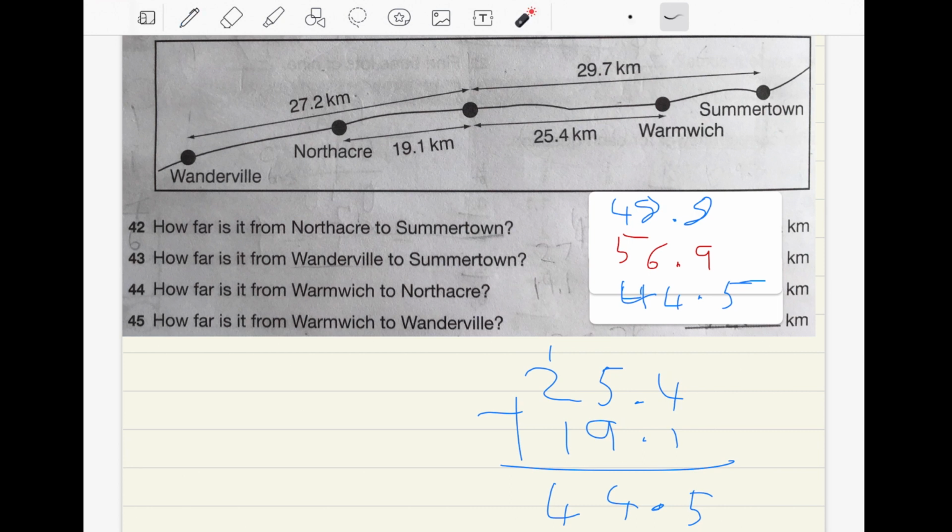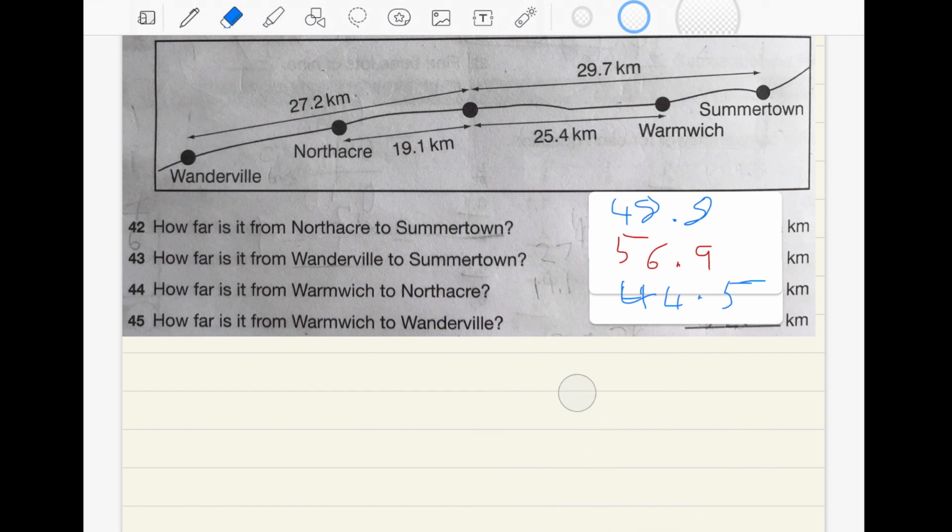So then the last question is how far is it from Woolwich to Wonderville? Let me just rub this out. Woolwich is over here, and Wonderville is over here. We don't know how much this is from Wonderville to Norfolk, so we use up here and down here.